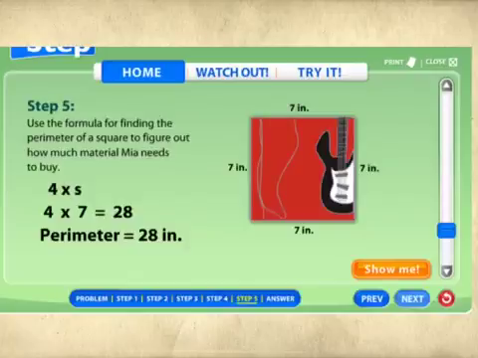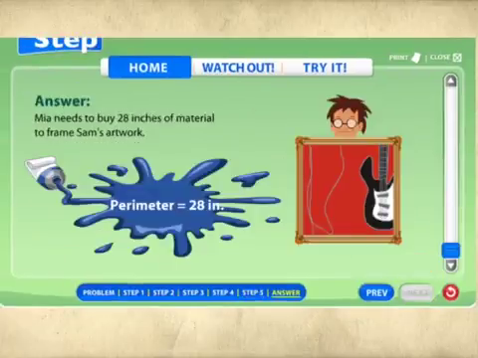So now we can use our handy formula for finding the perimeter of a square to figure out how much material Mia needs to buy to frame Sam's painting. 7 times 4 equals 28. The perimeter is 28 inches. Great, so now Mia knows she needs 28 inches of material to frame Sam's fantastic painting. And we also know how to find the perimeter of a bunch of other shapes too.